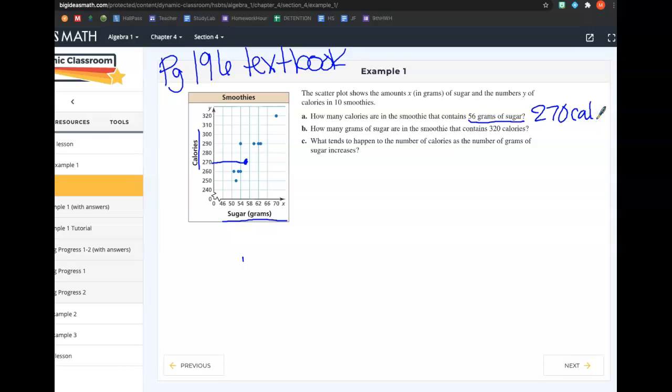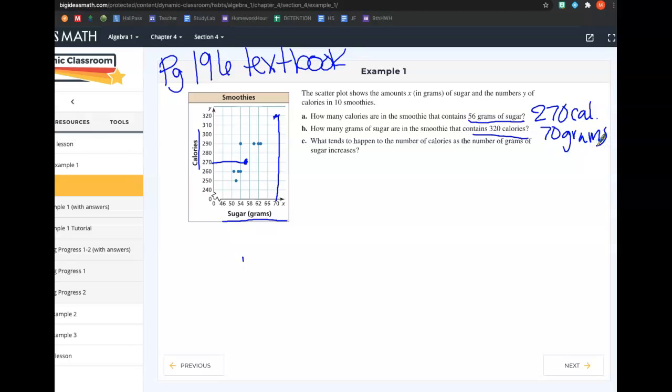Okay, B is how many grams of sugar are in a smoothie that contain 320 calories? So now am I given the x or the y? Y. The y, so I go where 320 calories is. Okay, and I see what the x is, and the x is 70. But why is that last box so big? They just didn't have a line there. So I would say 70 grams.